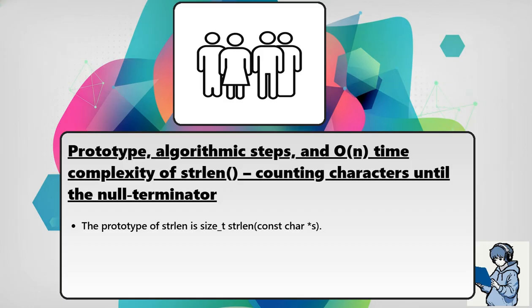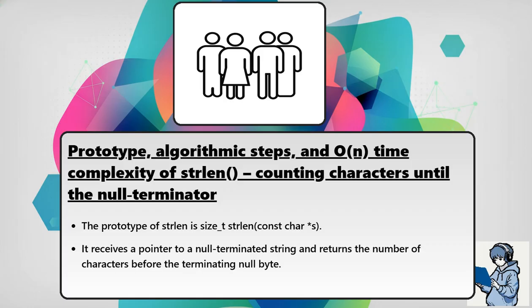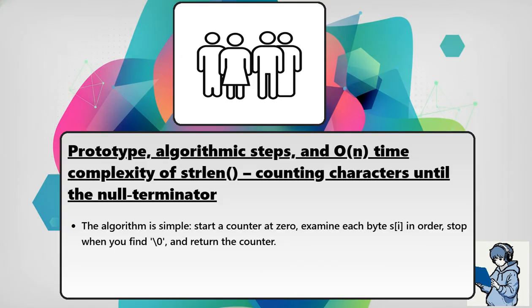The prototype of strlen is size_t strlen(const char *s). It receives a pointer to a null terminated string and returns the number of characters before the terminating null byte. The algorithm is simple. Start a counter at 0, examine each byte s[i] in order, stop when you find \0 and return the counter. size_t i = 0; while s[i] is not \0, increment i; return i.